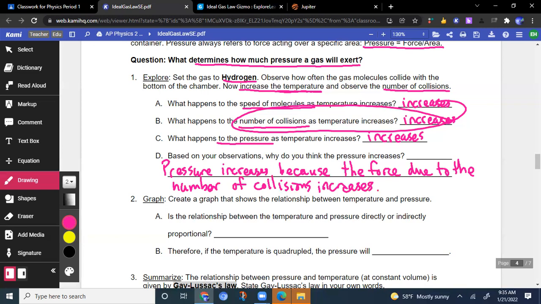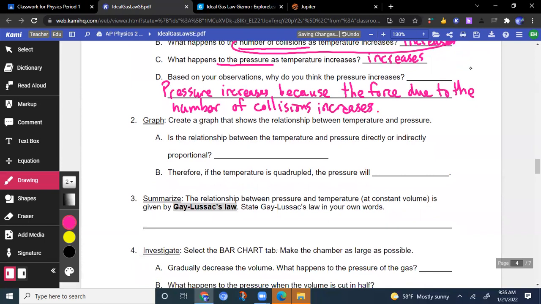Okay, part 2. What we're going to do in part 2, guys, is create a graph showing the relationship between temperature and pressure. We're going to increase the temperature at regular intervals, but I don't think we need to go 50 Kelvin intervals. Let's just go 100 Kelvin intervals, and I think you should be able to see a trend with that.